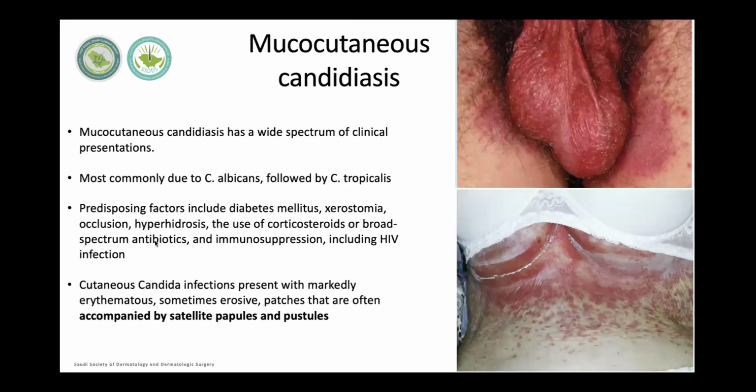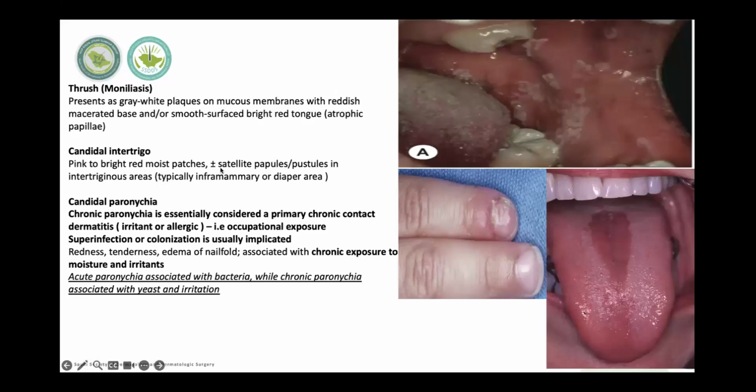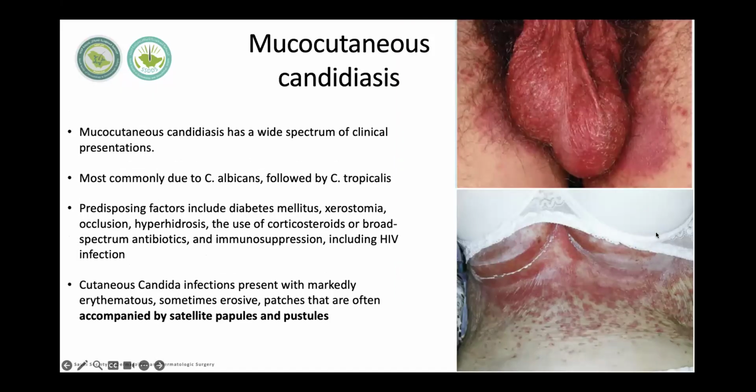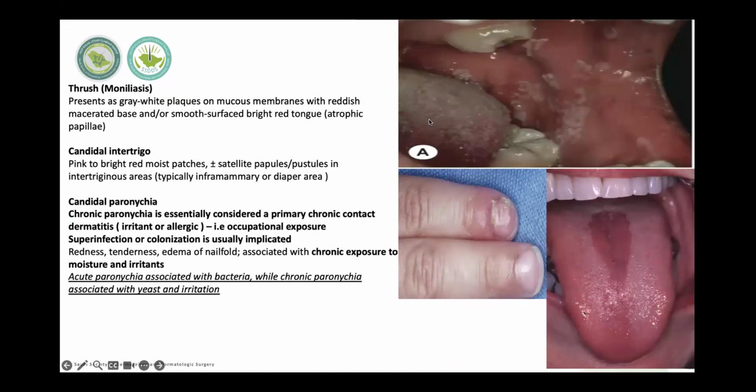Candidiasis, last thing in the fungal infections. There are a lot of types of candida infection or presentation, most commonly caused by Candida albicans. Predisposing factors: diabetes, xerostomia in the mouth, hyperhidrosis, HIV, systemic antibiotics, all of that can cause it. First of all, candidal intertrigo, usually pink to bright red, moist patches with satellite papules, and that we can see here. So these are the red patches, and these are the satellite papules.